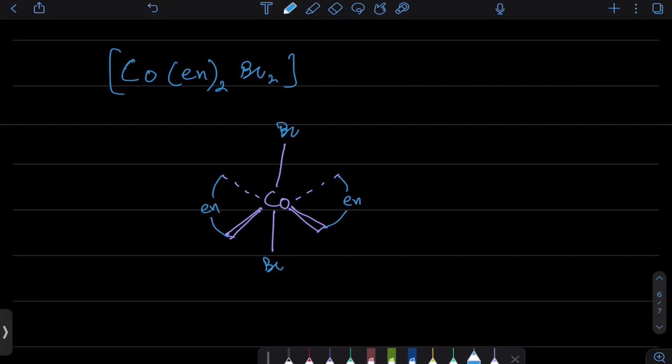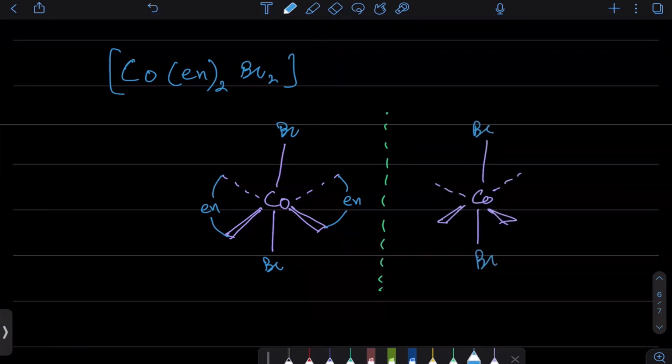This thing, if I reflect it, I will get the same thing back. Bromine at the top, bromine at the bottom, this En, this one reflected here, and this En reflected here. No optical isomerism, no stereoisomerism. So this is not isomer. So this is only one isomer so far.